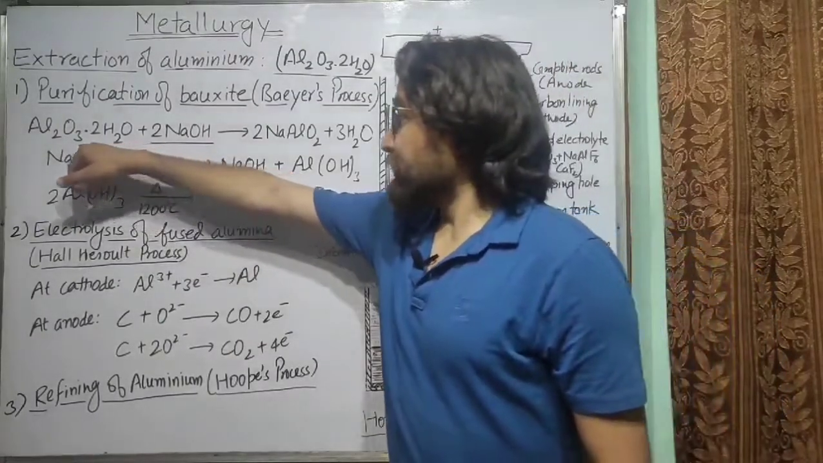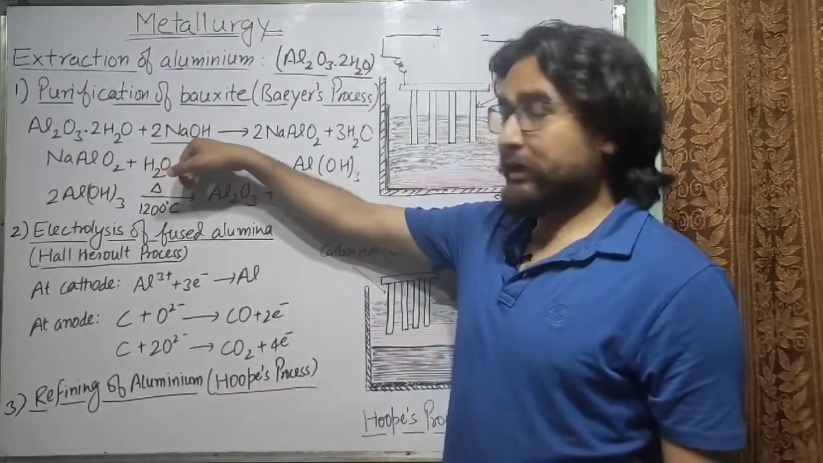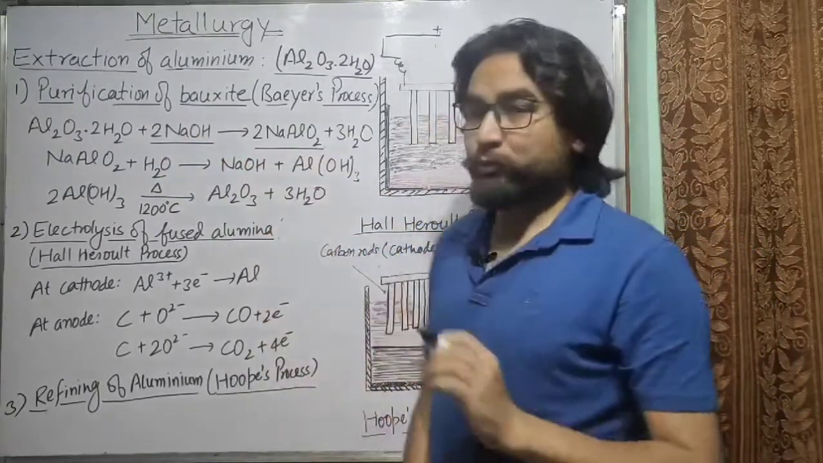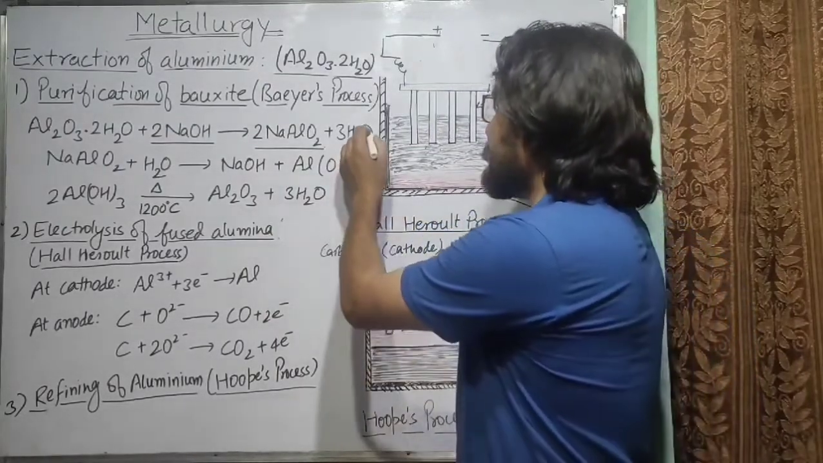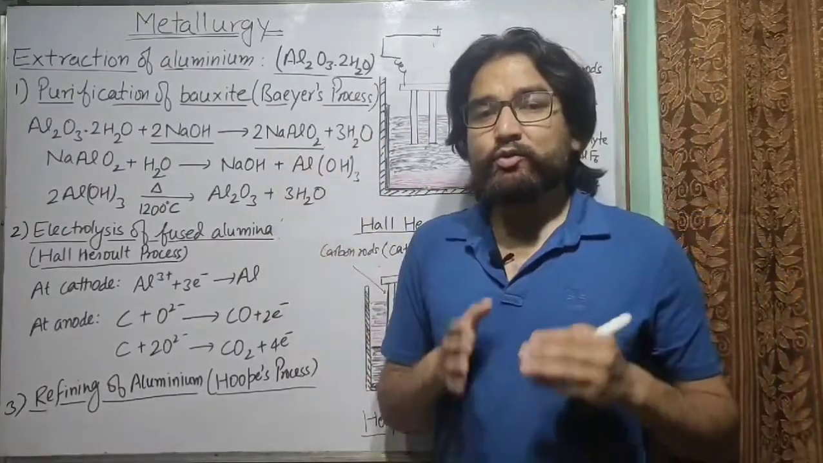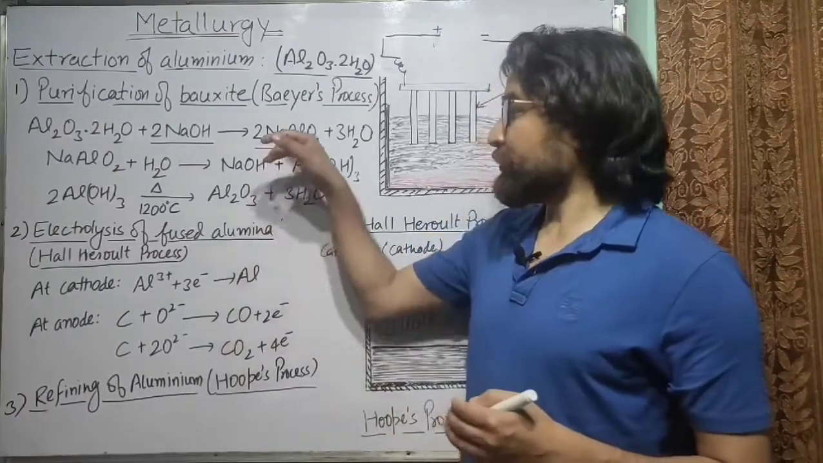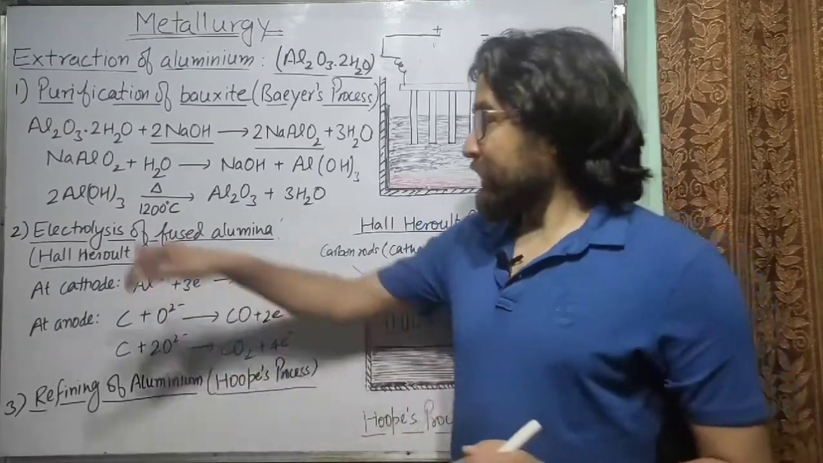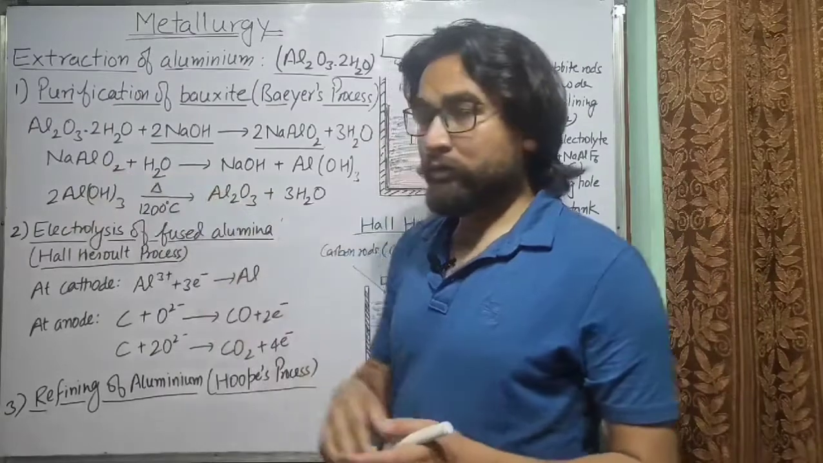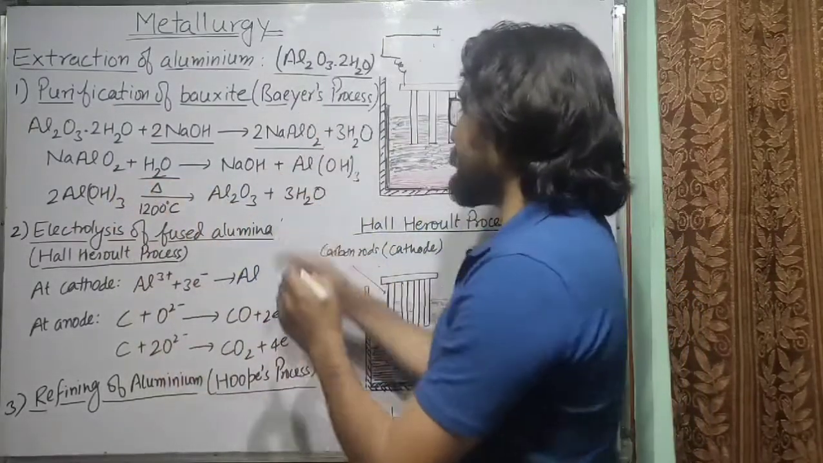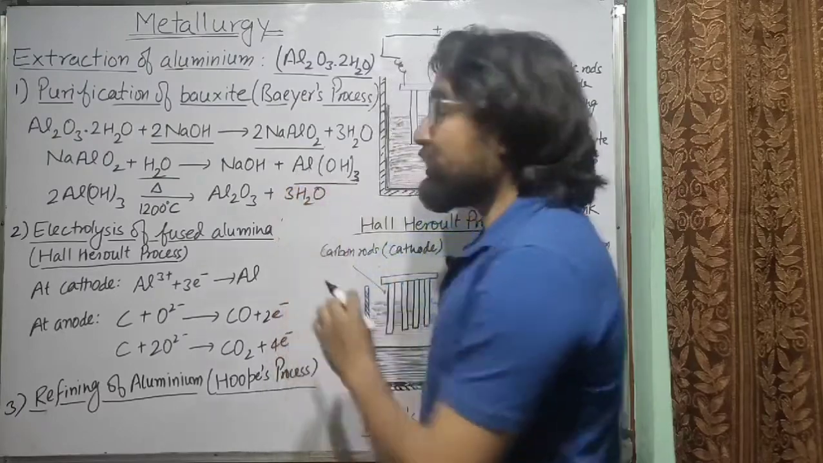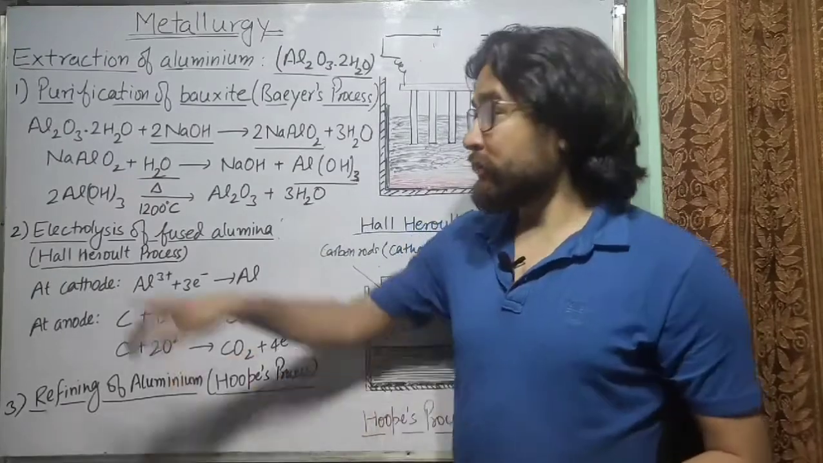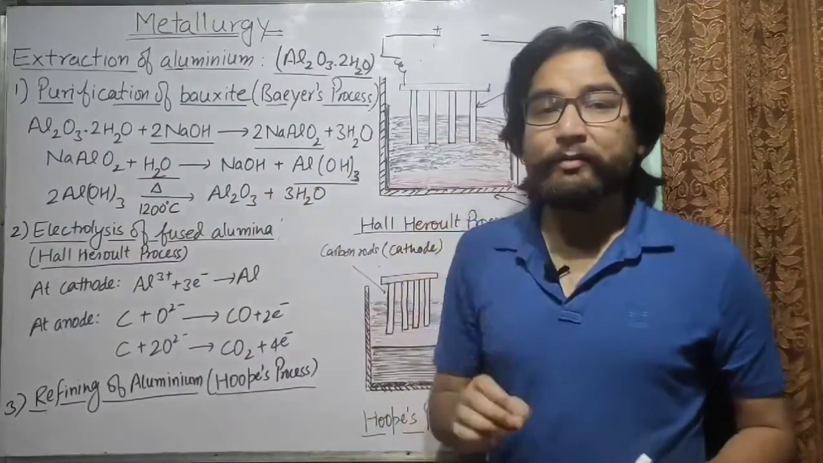So when bauxite is dissolved in sodium hydroxide solution, it will form NaAlO2, that is sodium aluminate, and water. Then because sodium aluminate is soluble in water, it can be filtered easily while the impurities can be removed. Now the NaAlO2 is further hydrolyzed and it will give Al(OH)3, that is aluminium hydroxide. So in the second step it will give aluminium hydroxide.